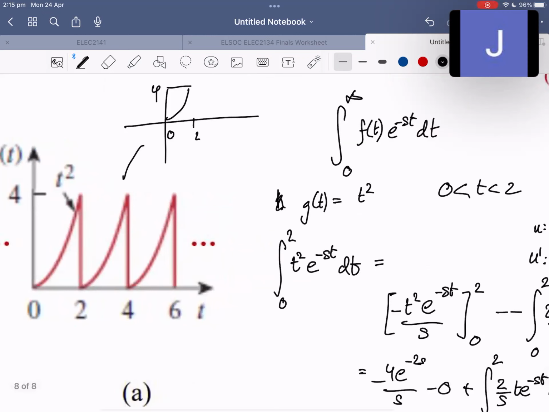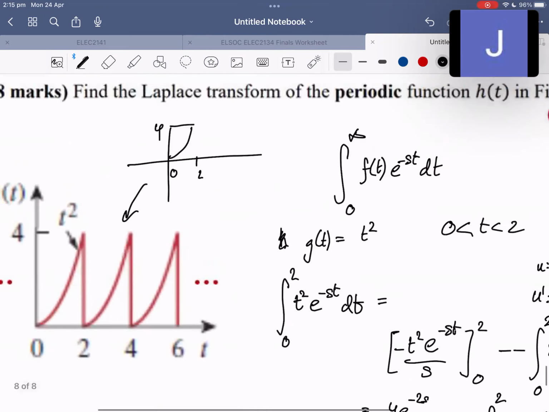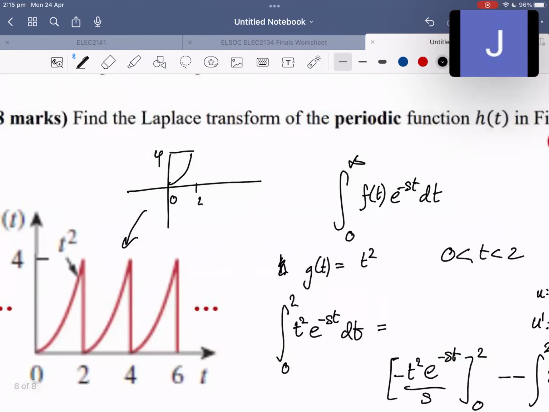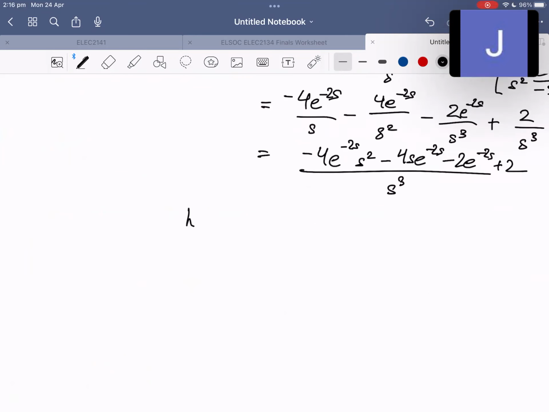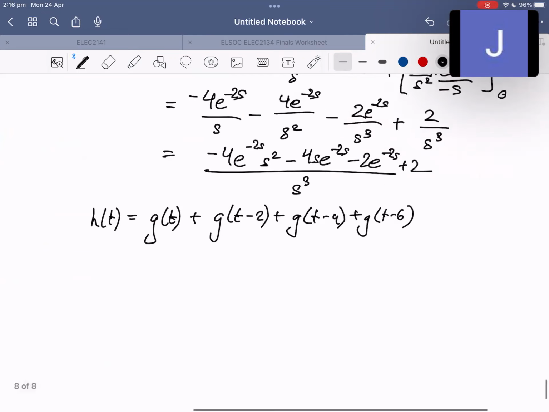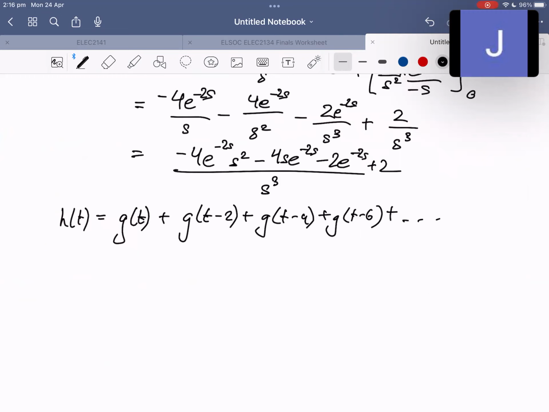So how do we go from here to the function that's in the question? Okay, let's do this. Let's say that g of t is just the section between 0 and 2, and this function repeats every interval of 2. So h of t we can write as g of t plus g of t minus 2 plus g of t minus 4 plus g of t minus 6, and it just basically keeps on going until infinity. So we've got an infinite summation of this function.